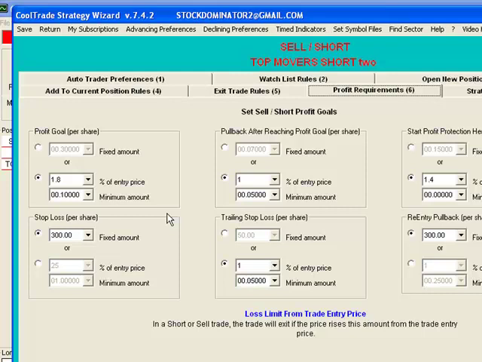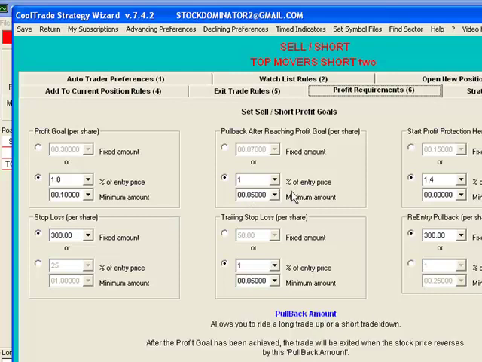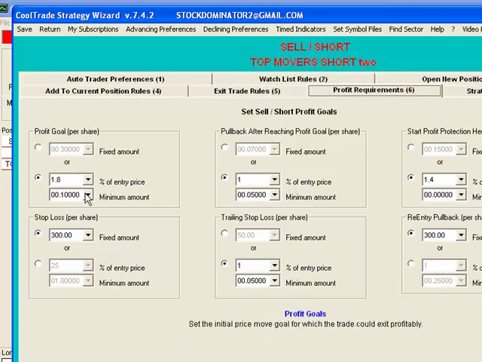Based on the fact that these stocks are going to be all different prices, there's a minimum here: 5 cents. There has to be a 5 cent movement for that pullback, or a 10 cent movement for the actual profit goal. So if it's buying very inexpensive stocks, you're going to want to adjust those numbers as well.